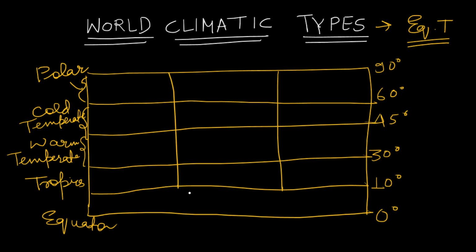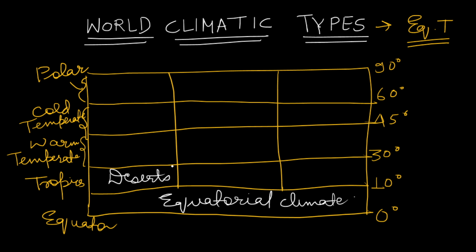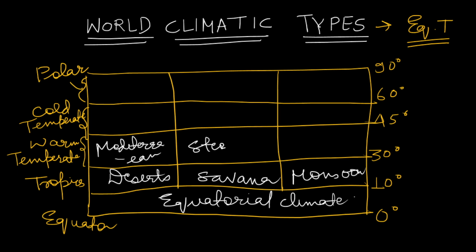So at the equator you will obviously find the equatorial climate. Then in the tropics, in the east coast you will find deserts. Then you will find savanna, and you will find monsoonal type of climate. Then in warm temperate climates you will find Mediterranean climate. You will find steppe grasslands, and you will find China type.